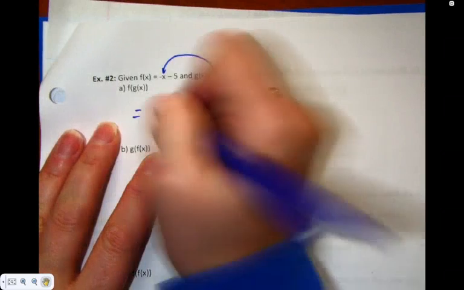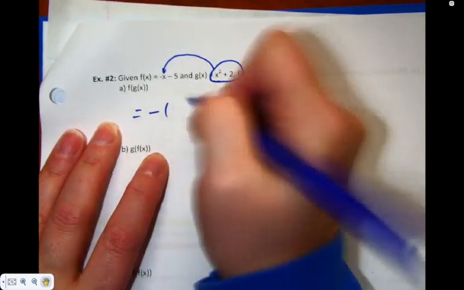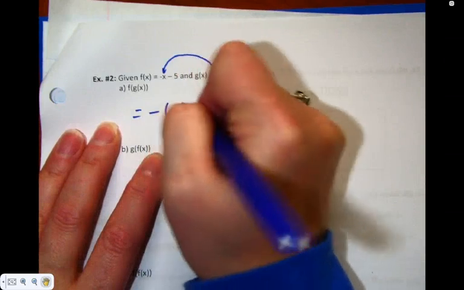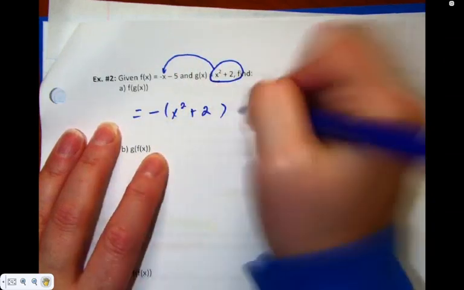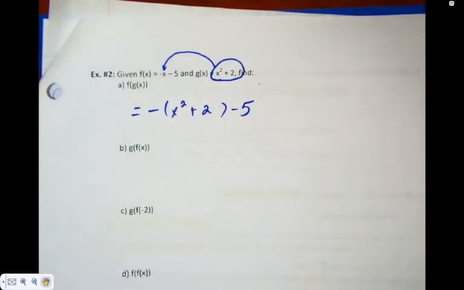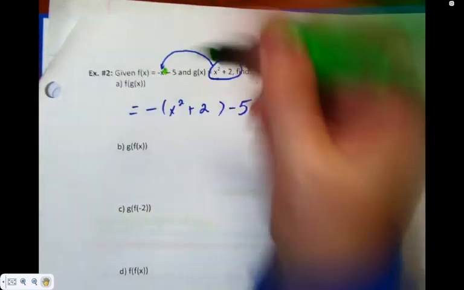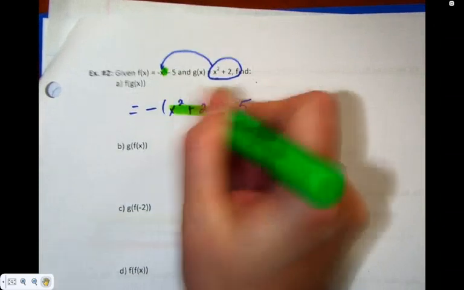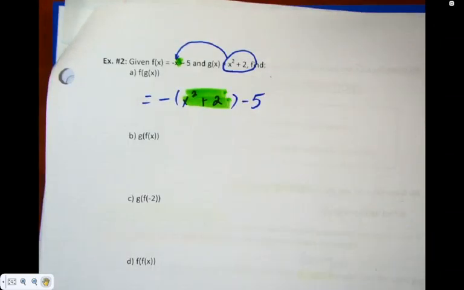So this is going to equal the negative that's in front of that x. Then I'm going to put some brackets and put my x squared plus 2. And then I still have that minus 5 hanging around at the back. So all I did was I took x out, and I put g of x in its place.